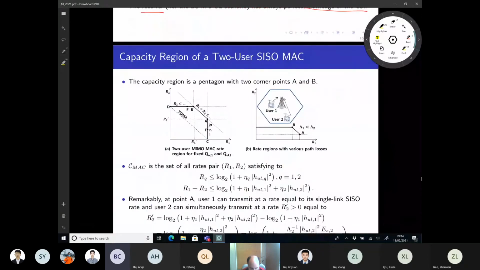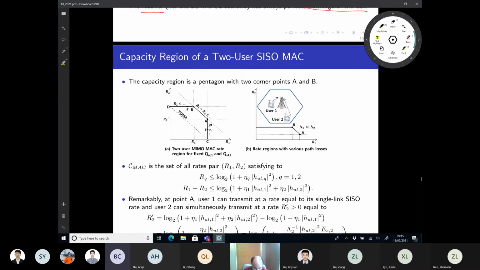Let's look at the capacity region of the two-user scenario first. In this two-user case, the capacity region will look like a pentagon. You have the x-axis and the y-axis, R1 and R2, and then here you have a pentagon. The pentagon is defined by those corners, and those faces are coming from 3 different inequalities, inequality 1, 2, and 3. We'll see this in a minute.